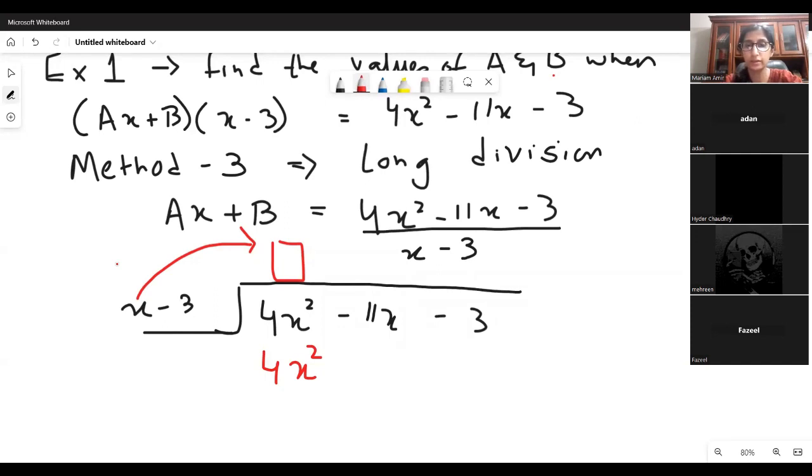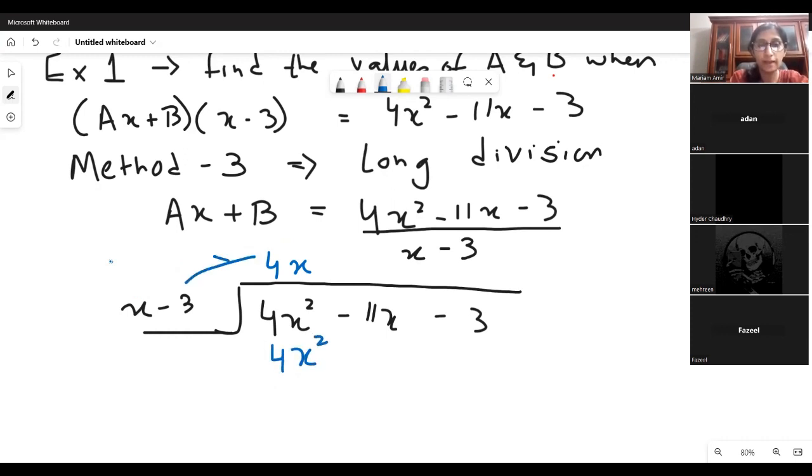Yes ma'am. So when you multiply x with 4x, we get 4x square. So the first term at the top would be 4x, not 4x square. So x times 4x is 4x square. And then minus 3 times 4x would be minus 12x.